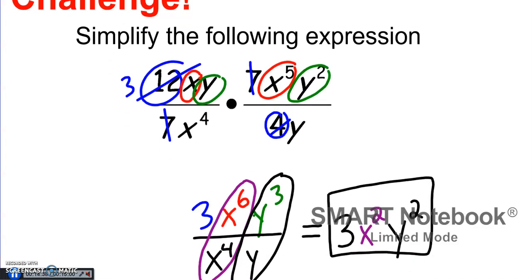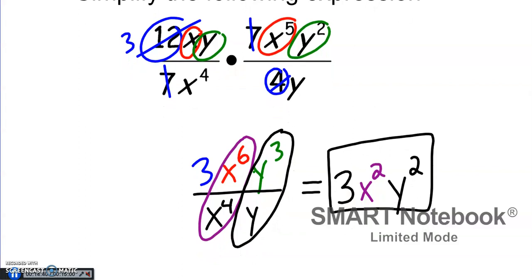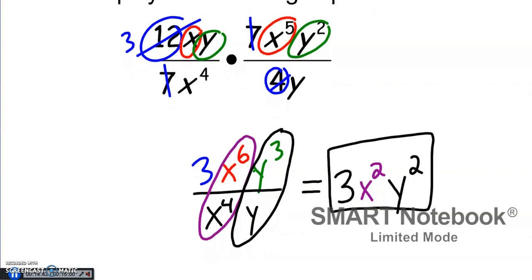Here you go. Here is the answer to the challenge problem and the work behind it. We get 3x squared y squared.